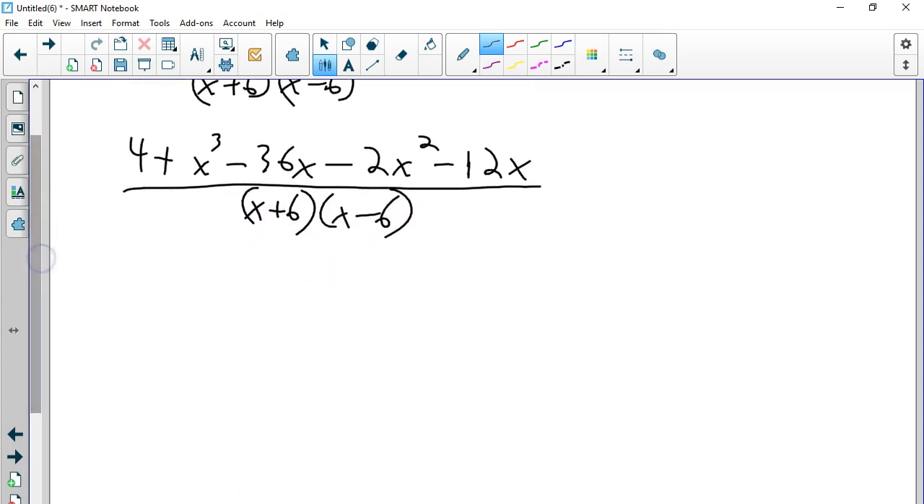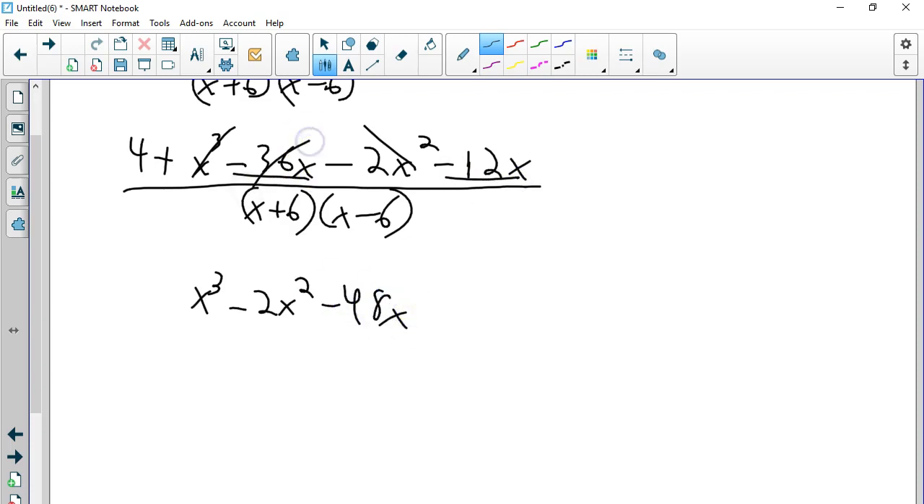Now I'm going to join like terms. There's only one x cubed, so that's simple enough. There's only one x squared, so that's negative 2x squared. For the x's, I have negative 36x minus 12x, which is negative 48x. So those are taken care of. And then I have plus 4. And then finally, this is where you need to write it if you haven't been writing it, all over x plus 6, x minus 6.